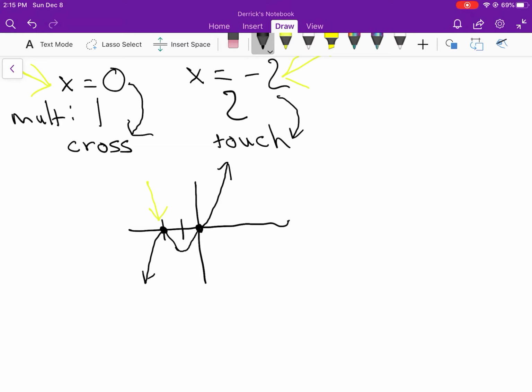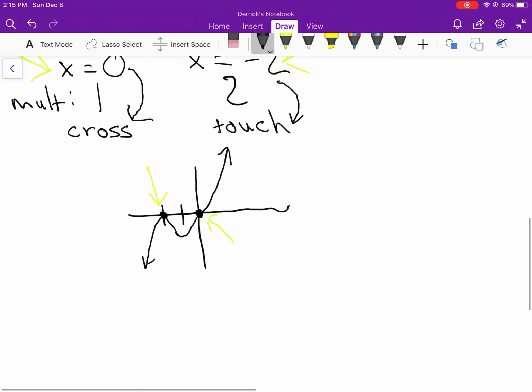And then look what happens right here at x equals 0. The line crosses right through the x-axis as if it wasn't even there, just like it was supposed to based off the multiplicity. This is what the graph of that function would look like. So you have graphed this function.